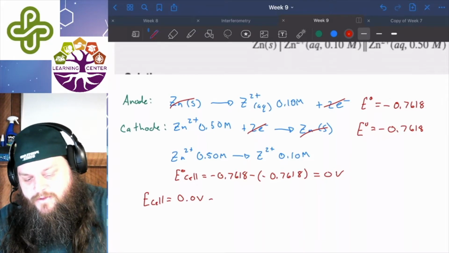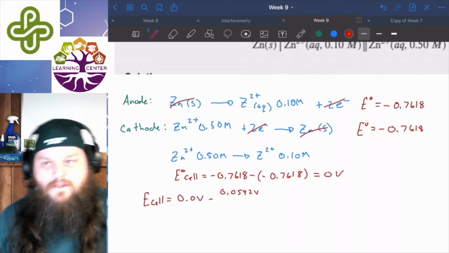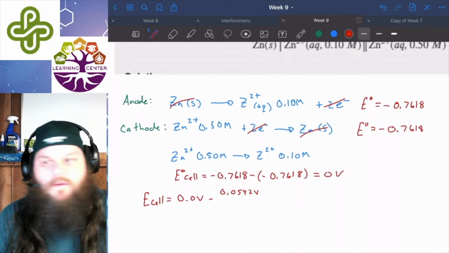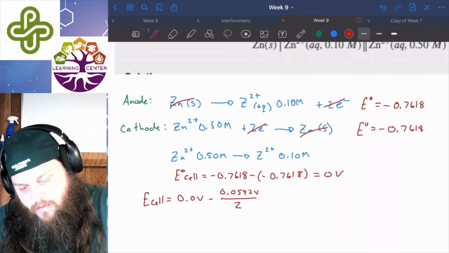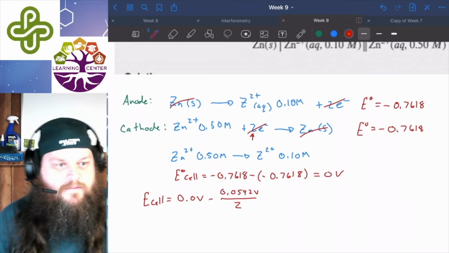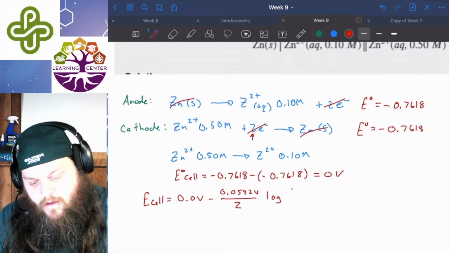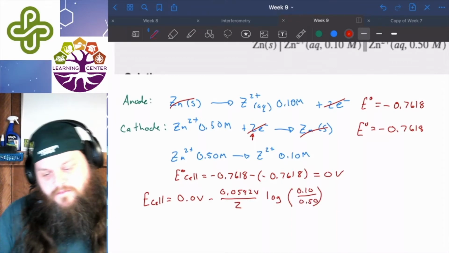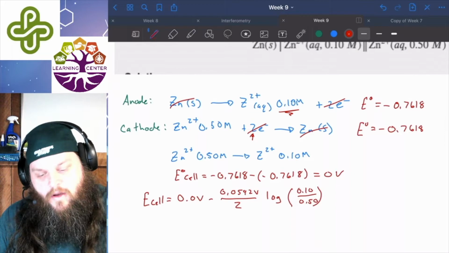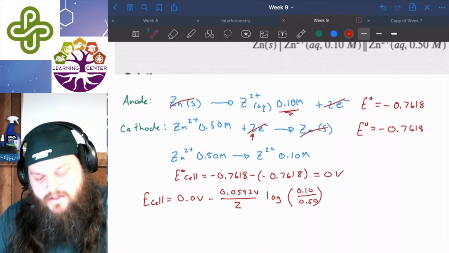Then we can subtract from that, again, 0.0592 volts. That's just our constant values converted to a new constant, divided by 2, the moles of the electrons that are being transferred. We then multiply that by the log of the ratio of those concentrations, 0.10 divided by 0.50. And again, the product is always going to be on the top there.